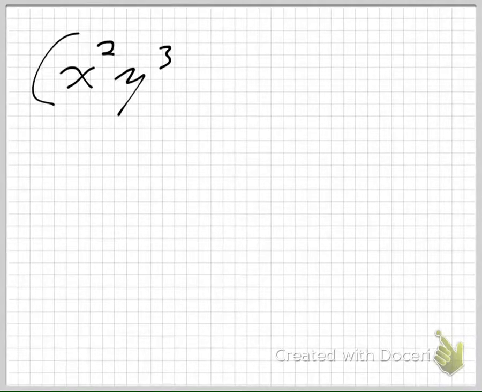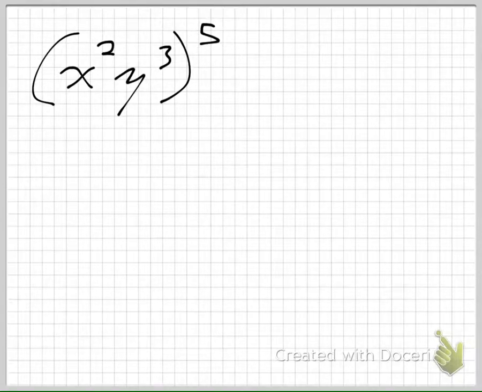So then let's look at a weird one. Let's go x squared y to the 3rd all to the 5th power. What this means is that there are 5 sets of x squared y to the 3rd, right? There's 5 sets of those.